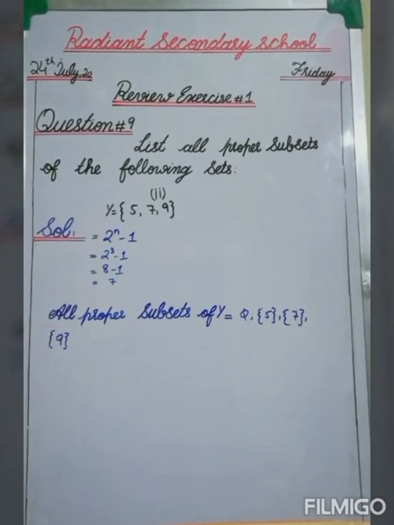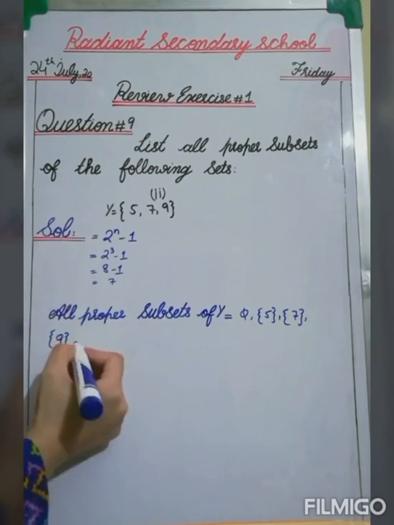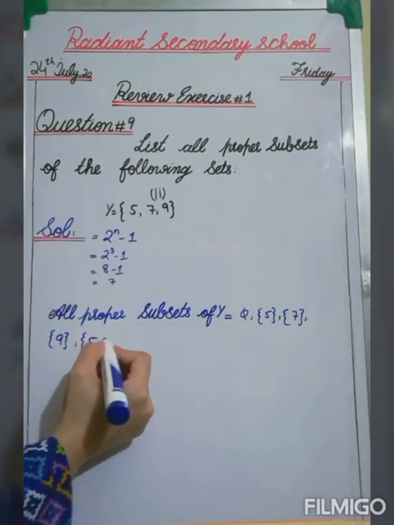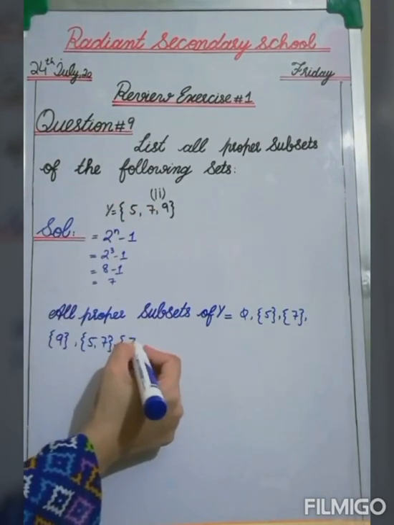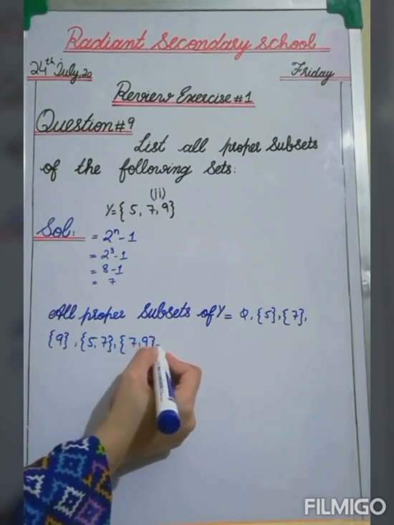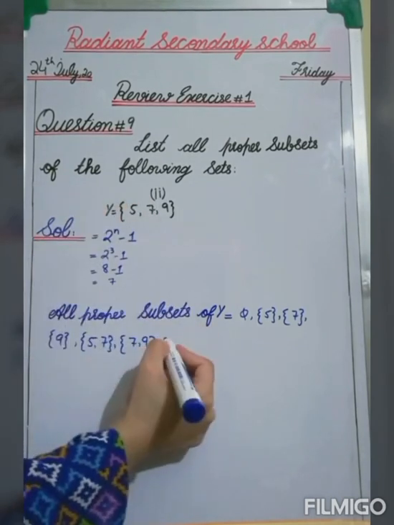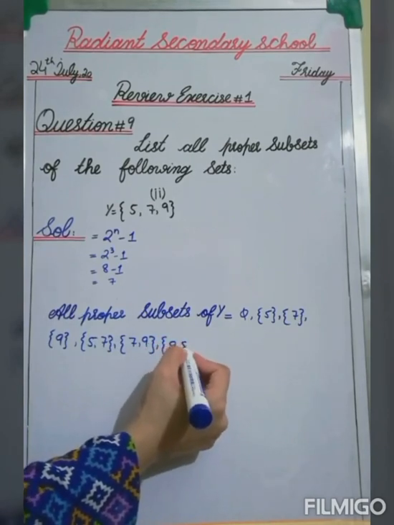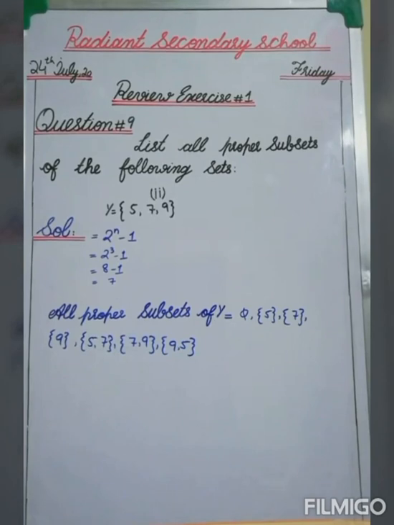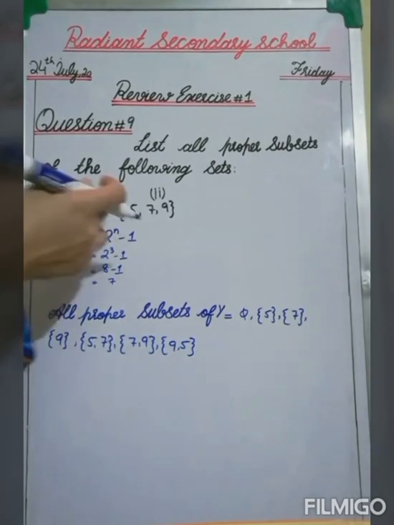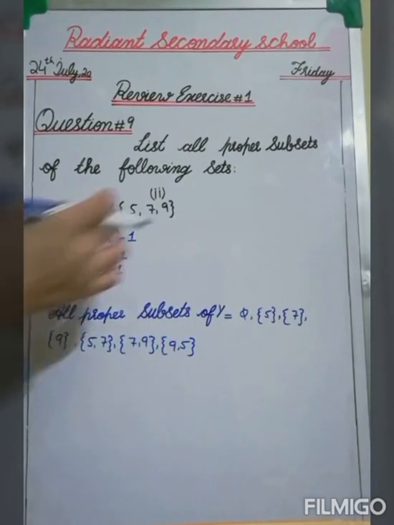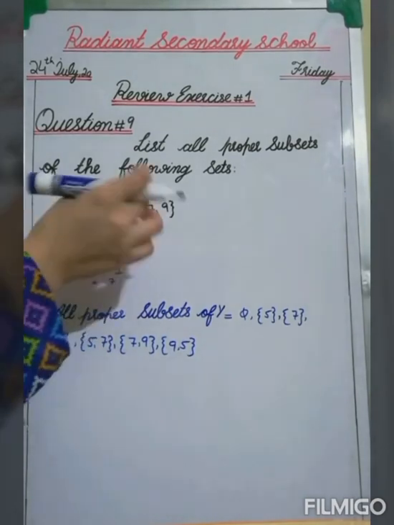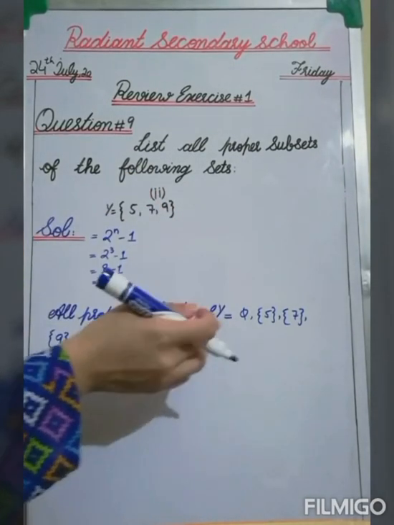Then we will make the proper subsets by taking the elements in pairs. The first pair is 5 and 7. Then the second pair, 7 and 9. And then the last pair is 9 and 5. So these are the 7 proper subsets of this set Y: 1, 2, 3, 4, 5, 6, 7. Except the set itself, because the set itself is an improper subset. That's why we will not write it here.